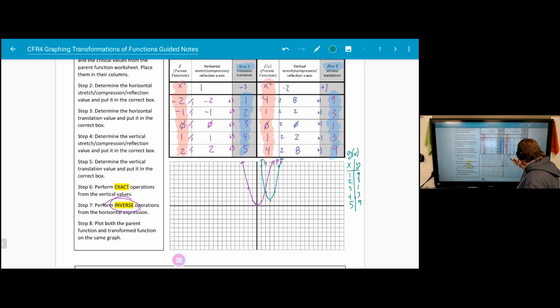Interesting. That is our g of x. And we put that in a different color. Yeah, I know, it's close enough. Down there, close enough. Okay. And so we have just transformed. We've taken those critical values and transformed them into new values to point.